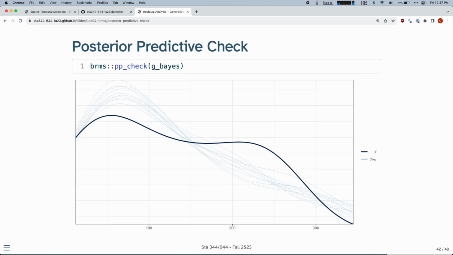Posterior predictive check. This should tell us something about where we're not doing a great job. Again, the black line is the kernel density estimate of our observed data. The light blue lines are our posterior draws of the y's. The closer they are together, the better. But what this is basically saying is that we are consistently overestimating the small values, underestimating the middle values, and then overestimating the big values, which is what we saw before. It's just telling us in a slightly different way.